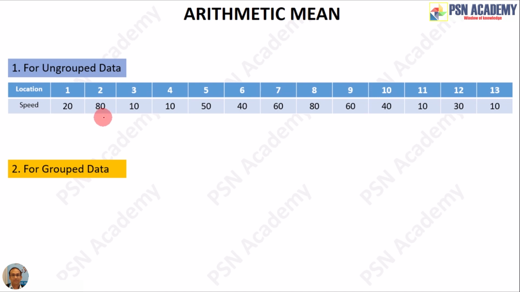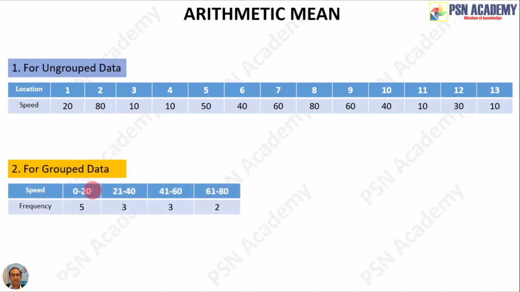presented here, right? And if you have grouped data, then you have groupings like this: the speeds between 0 to 20, then those speeds between 21 and 40, like that. Now you have to identify those speeds between 0 to 20. So this one is there, then this one, this one, this one and this one. You have got 5 speeds at these locations where the car's speed was between 0 and 20. So you write here 5.